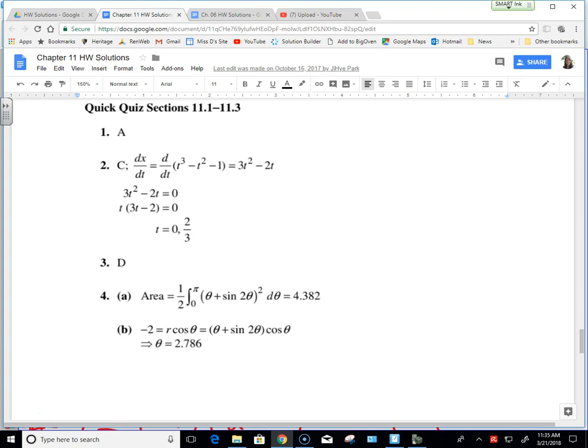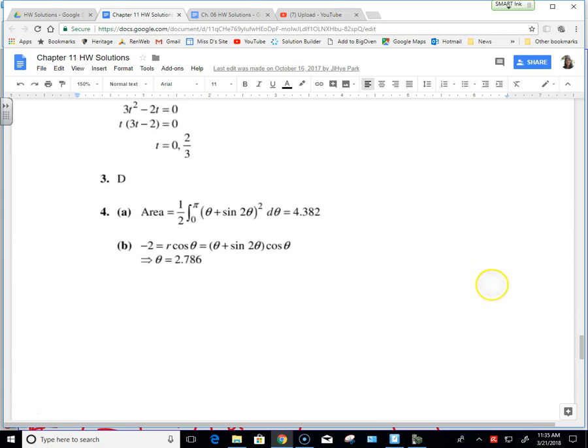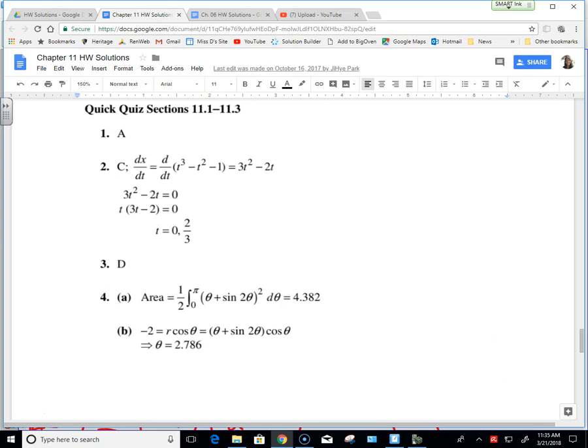Another question. What else do you have? Can you scroll down? There's a C. The TA must not have seen it. Thank you for letting me know. I'll see if I can find it. Any other questions on problems?